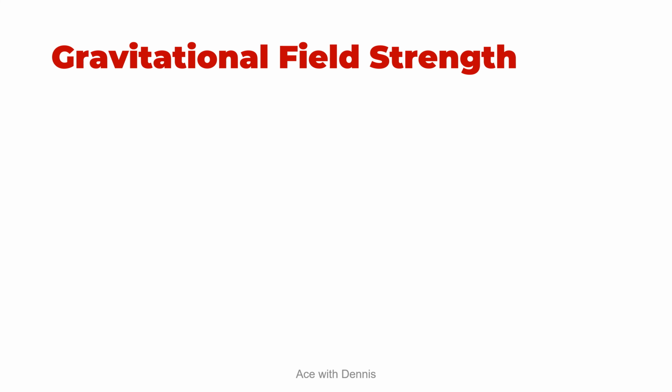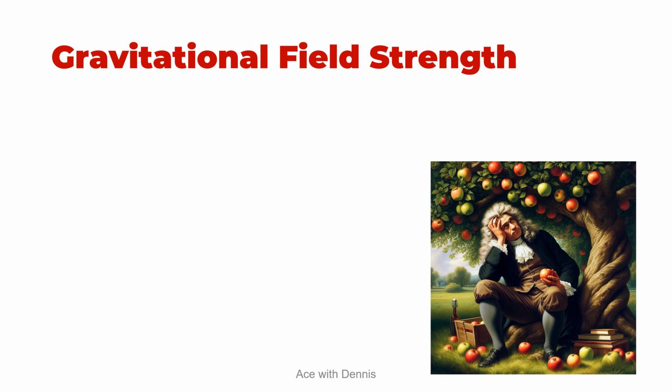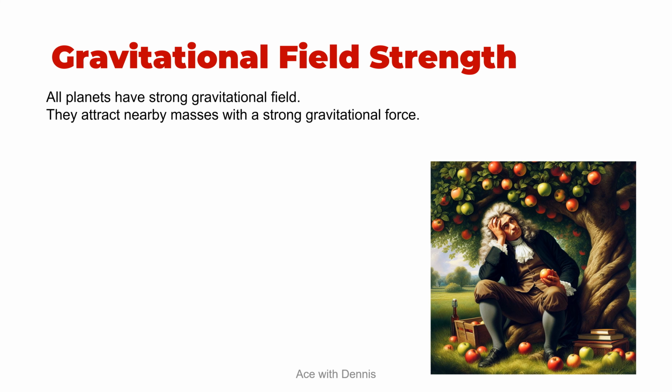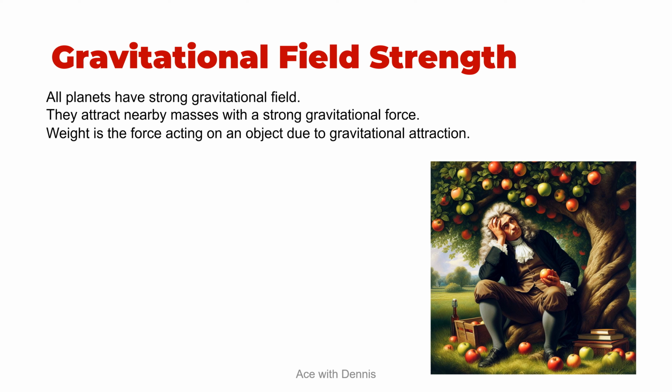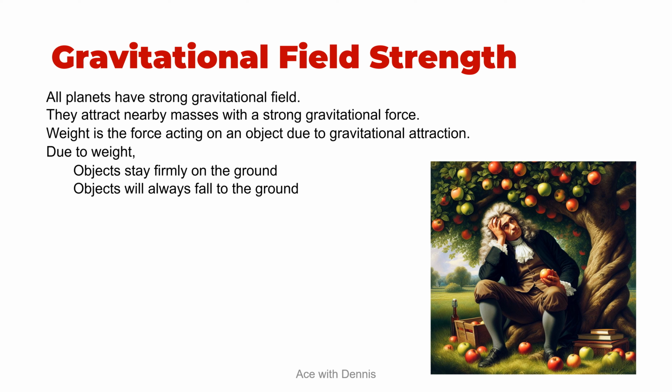Gravitational field strength. Gravity was discovered by none other than Sir Isaac Newton. He found out that all planets have strong gravitational field. They attract nearby masses with a strong gravitational force. Weight is the force acting on an object due to gravitational attraction. Due to weight, objects stay firmly on the ground and will always fall to the ground. Also, satellites keep orbiting planets.